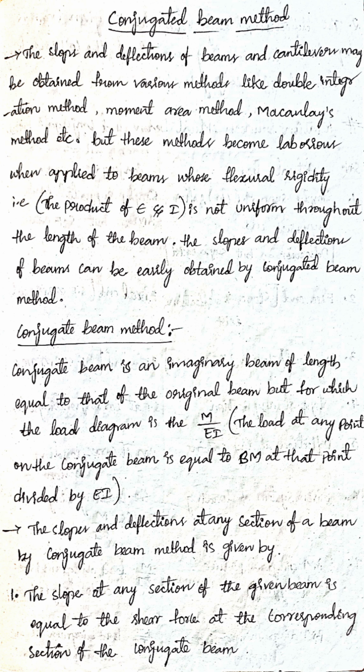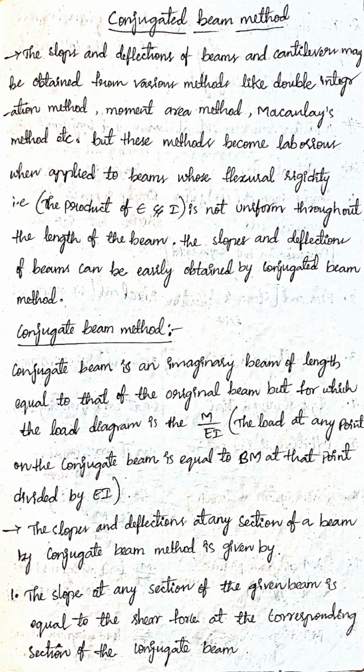It is an imaginary beam of length equal to that of the original beam, but for which the load diagram is M by EI. That is, the load at any point on the conjugate beam is equal to the bending moment at that point divided by EI. So it is an imaginary beam whose length is equal to the original beam. For the given original beam, if we draw the M by EI diagram, that diagram will be the shape of the conjugate beam and it will be the load. We will come to know this clearly.